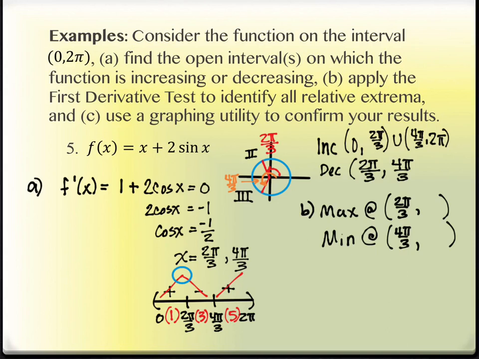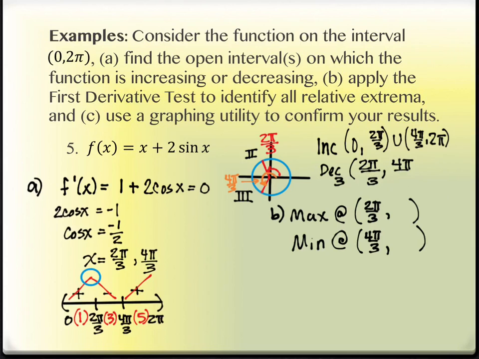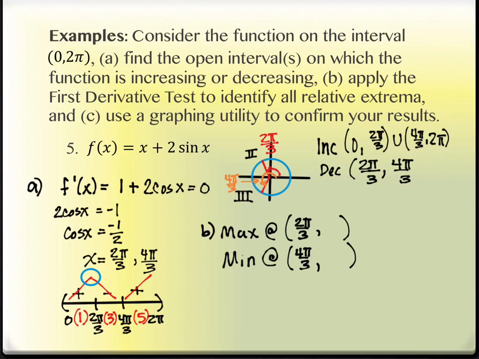So we're going to take each of those and put them in one at a time. Okay, that's not what I meant to do. Let's try again. So we're going to put into the original function 2 pi over 3. So it'll be 2 pi over 3 plus 2 sine of 2 pi over 3.